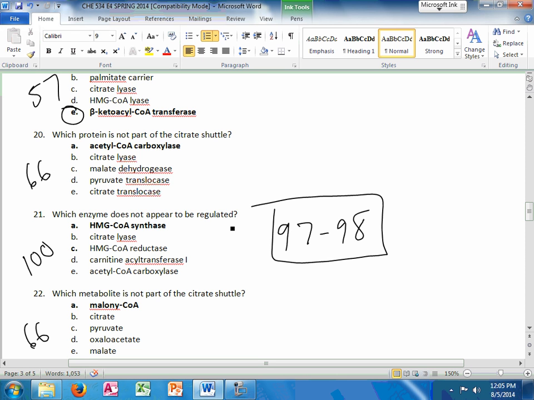Which protein is not a part of the citrate shuttle? I highly recommend memorizing the whole citrate shuttle and all the peculiars about some of these enzymes, and knowing that acetyl-CoA carboxylase is in the fatty acid synthesis activation, not in the shuttle.